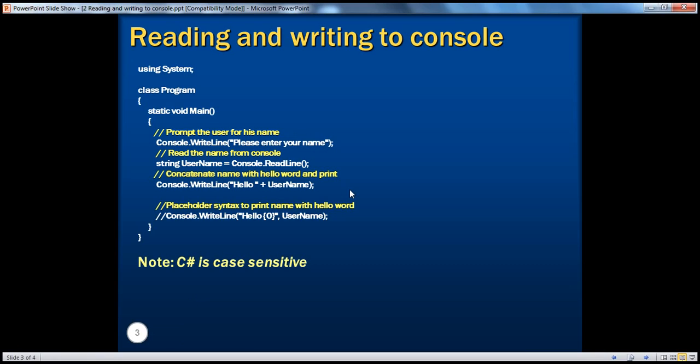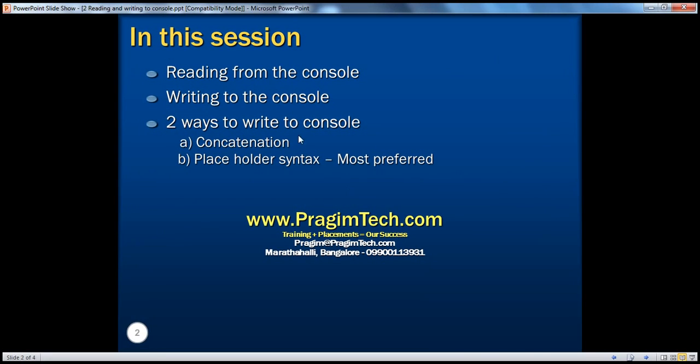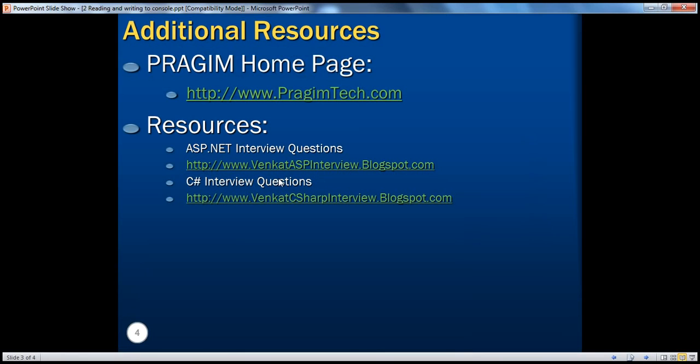So in this session, we have seen how to read from a console, how to write to a console, and the two different ways to print a message onto the console using concatenation and the placeholder syntax, and we prefer the placeholder syntax because it's more convenient. And we have also seen that C# is case sensitive.